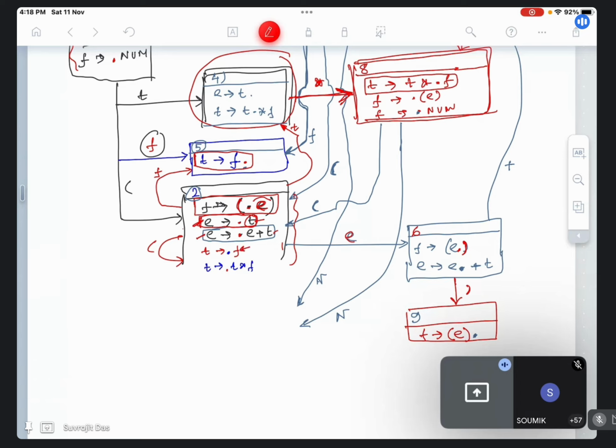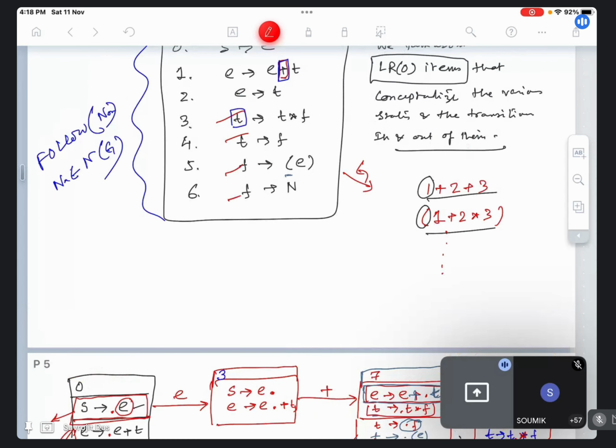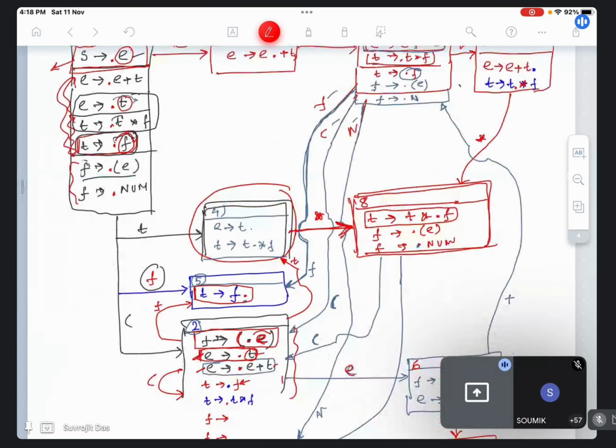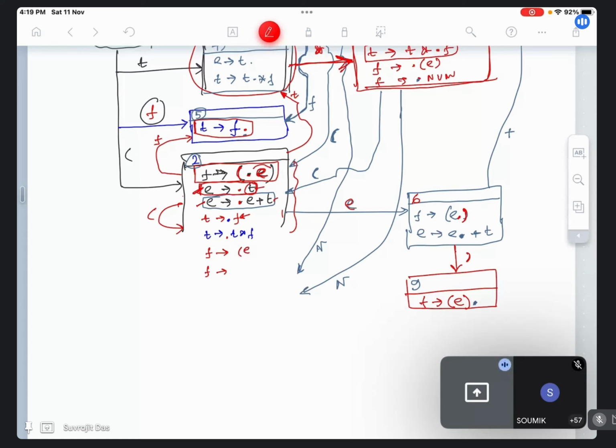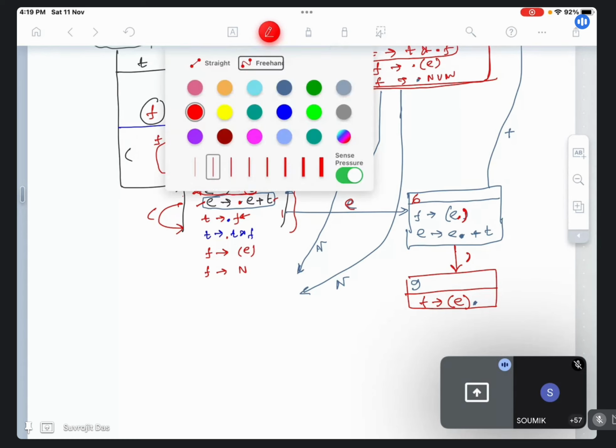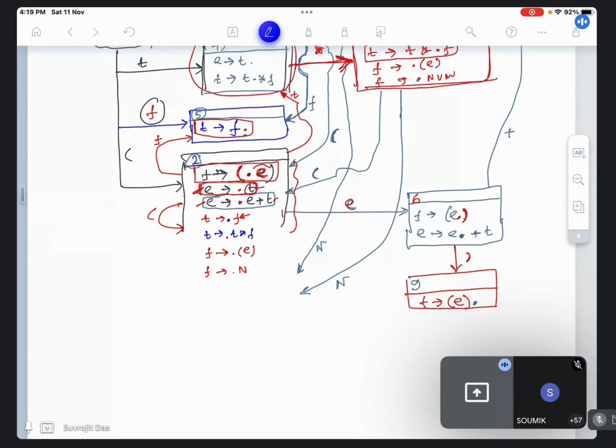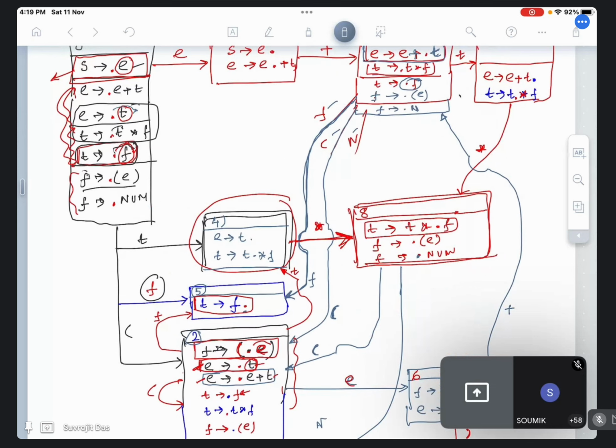Now, we can see that F is on the right of the dot. So I must take care of the F transitions from our grammar that have F on the left. We have two transitions that have F on the left: F goes to E and F goes to num. And we must not forget to place a dot at the leftmost. So this completes all the LR items right now. Is it okay? Yes or no? Tell me yes or no. So I have added all the items.